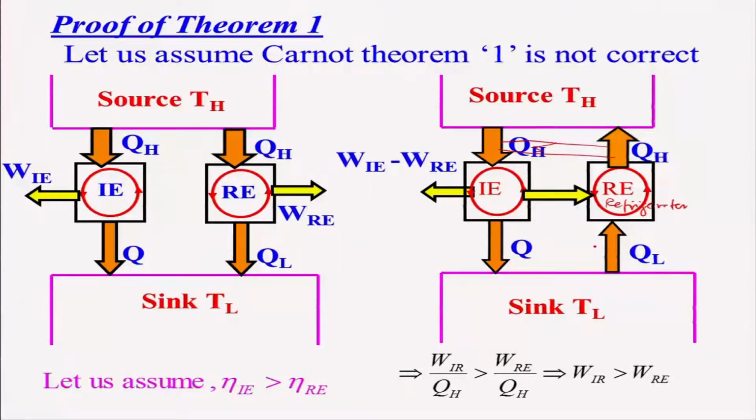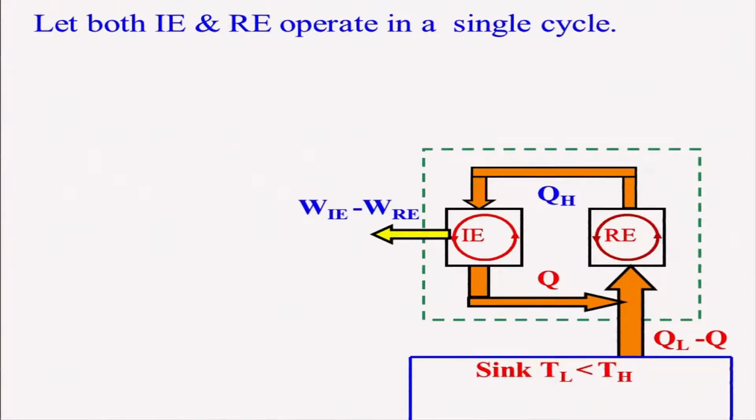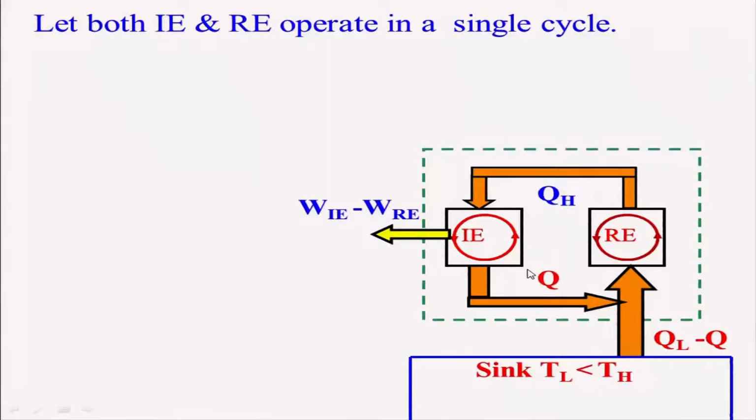So what will be happening? This QH, and how much work will there be when you join together this one and make one system to operate, that is, when both the irreversible engine and the reversible engine, that is basically the refrigeration, operate in a single cycle? It will be taking QL minus Q amount of heat from the sink, and it will be producing this amount of work done, that is WIE minus WRE.